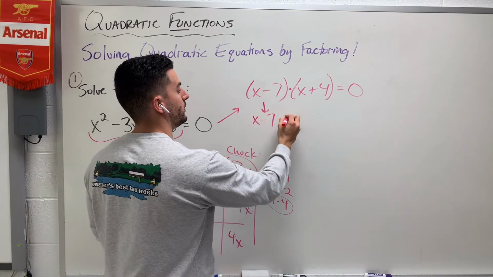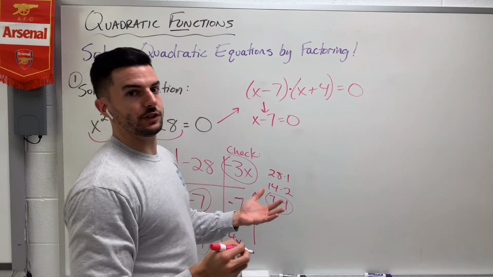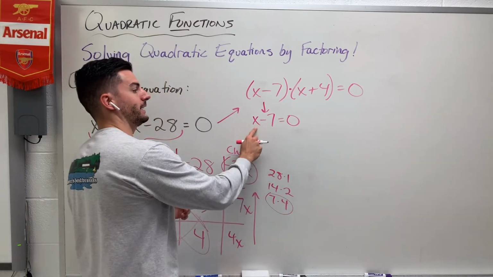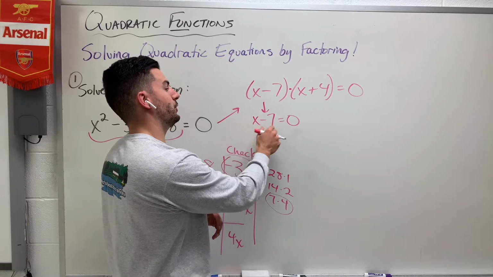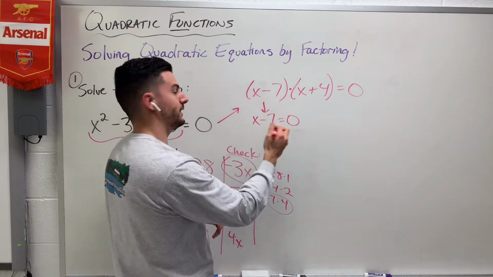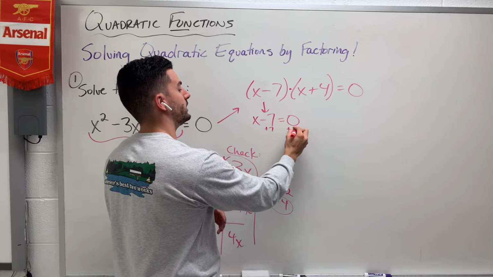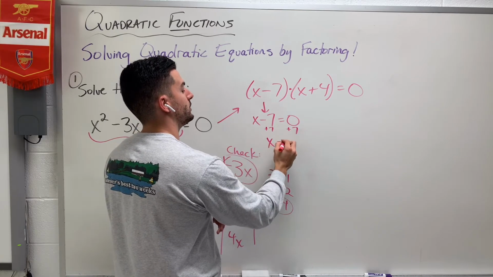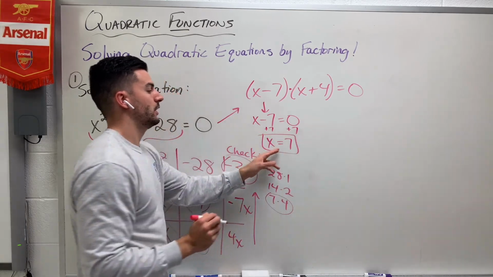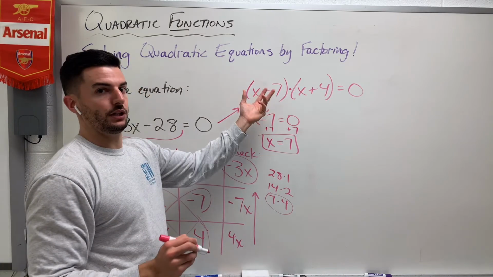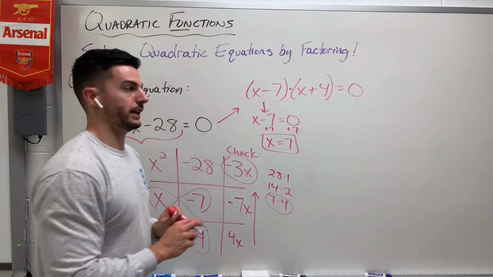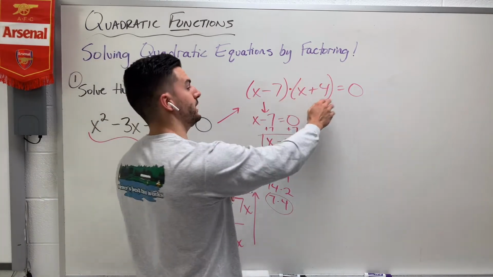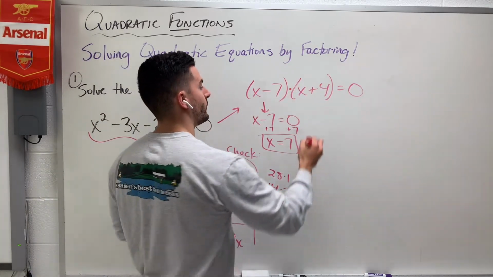x minus 7. If that group was equivalent to 0, again, I have an unknown value in here. So I have to figure out what x would have to be in order for this group to equal 0. And that's easy, right? You just add 7 to both sides. So if x was equal to 7, that would make this group equivalent to 0, and thus making my answer equal to 0, right? Because 0 times whatever this group would be equals 0, right?